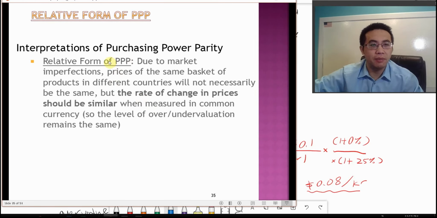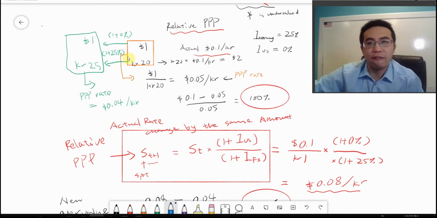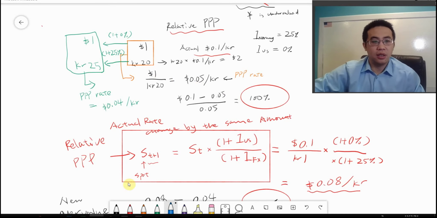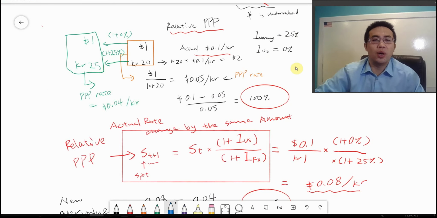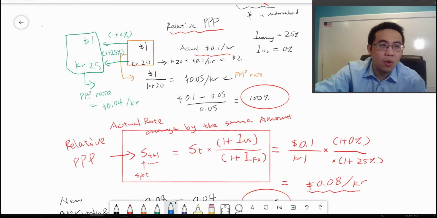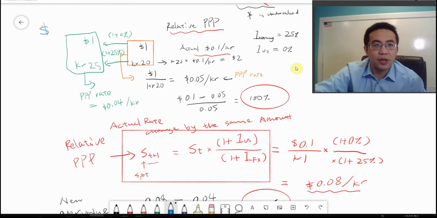Under the relative form of PPP, the rate of change in prices should be similar when measured in common currency. Okay, so get back to this Norwegian burger example. We have 0% inflation in the US and 25% inflation in Norway. If we want to know the rate of change in prices when measured in common currency, we need to know what common currency we use here. We're using the US dollar as a common currency.